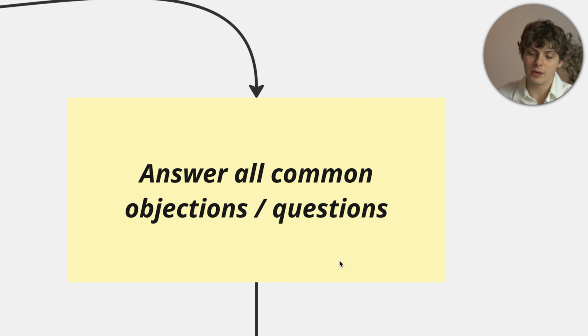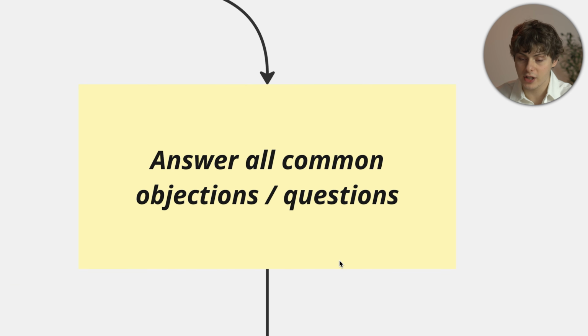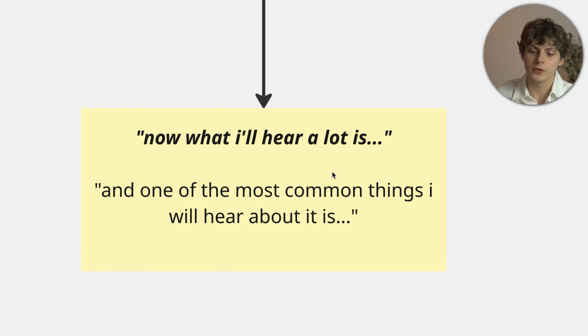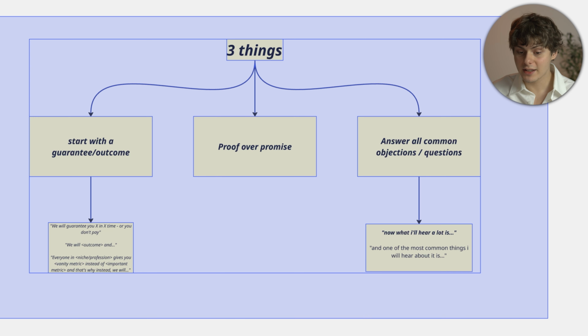And the third thing to keep in mind is to answer all the common objections and questions that keep coming up on your sales calls. The way to do that is, of course, to say something like, now what I will hear a lot is, and one of the most common things that I hear is about this specific thing. So those are the three things that actually make this perform pretty well.